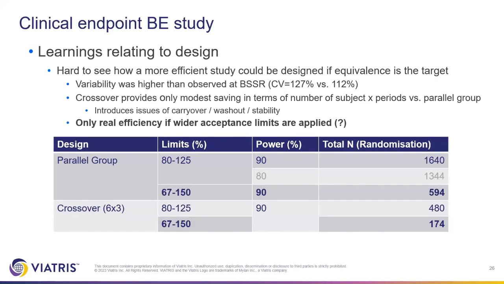The only thing which really affects sample size, and that could be applied to crossover designs or parallel group designs, is the acceptance limits. And if you could apply 67 to 150 limits, then obviously your sample size comes down significantly for either approach. Still, in the parallel group design, it is quite a large study, and obviously it would require comfort around the wider confidence interval limits and acceptance criteria.